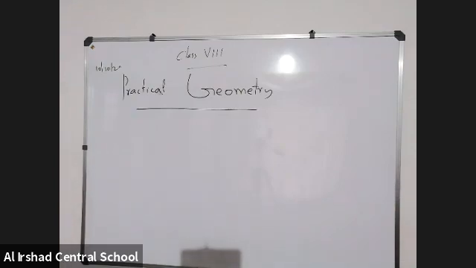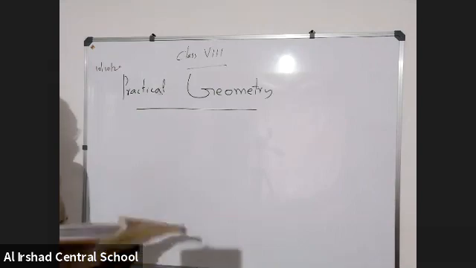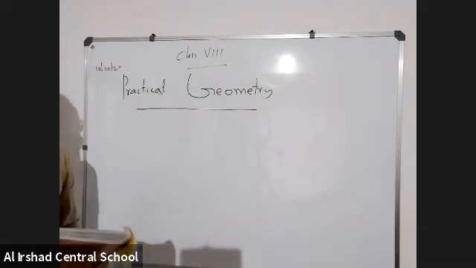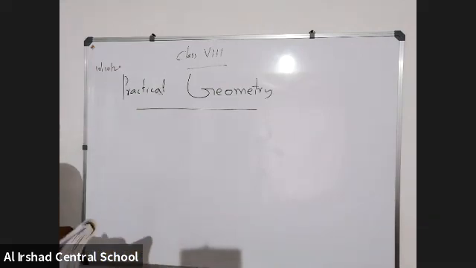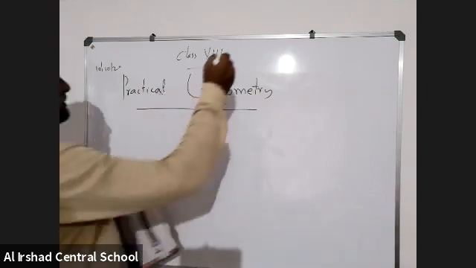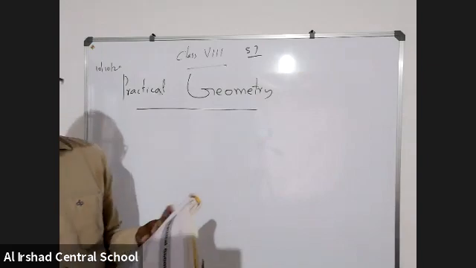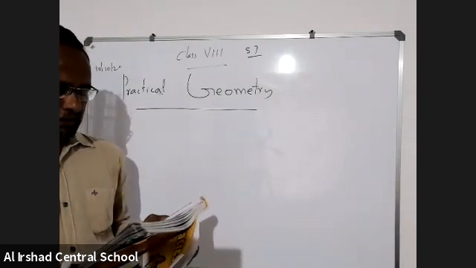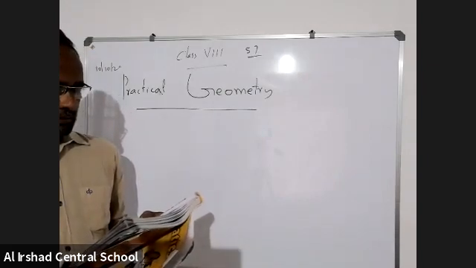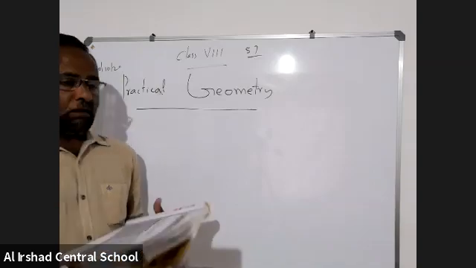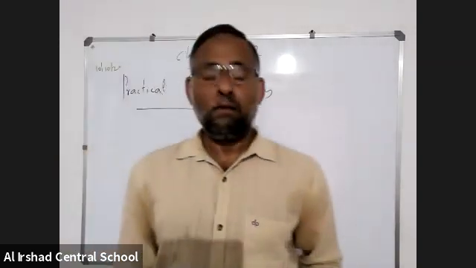Okay. All of you open page number 57. Page number 57, part 7. Just tell me, you have learned how to draw a triangle. All of you know how to draw a triangle?